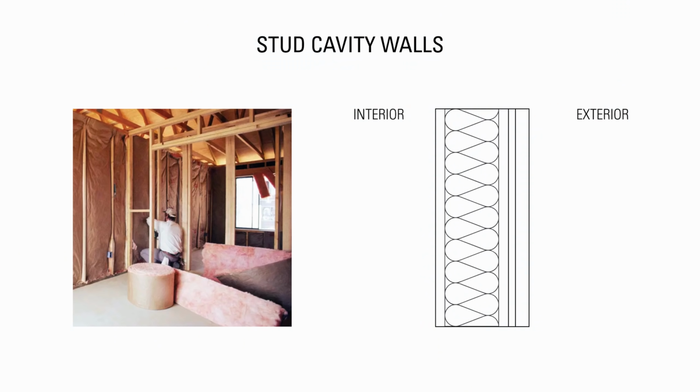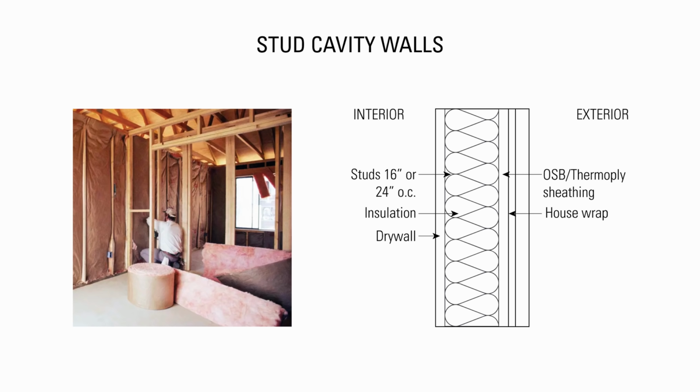The first wall assembly we're going to look at is stud cavity insulated walls, which are the most common construction method in the States. Wood studs are placed 16 or 24 inches on center and are filled with insulation and finished with drywall on the inside. The outside has OSB or thermoply sheathing, a house wrap, and then siding like brick, vinyl, hardy plank, etc.